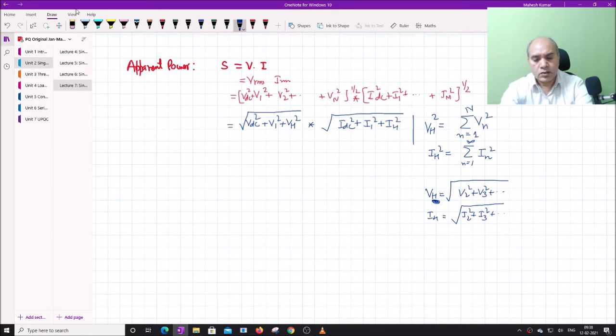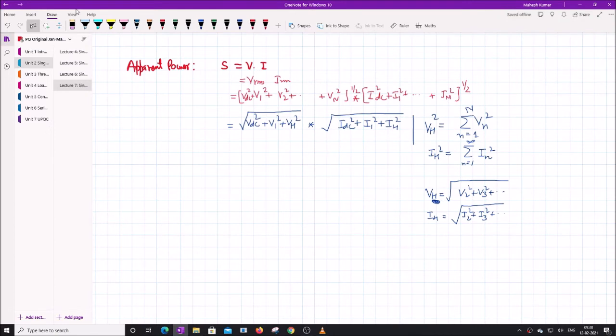Okay, so for that we have to further expand these terms. Obviously we have to multiply them and arrange in a certain order. For example, this can be multiplied and squared on both sides. That's S square equal to VDC square into IDC square, like this.